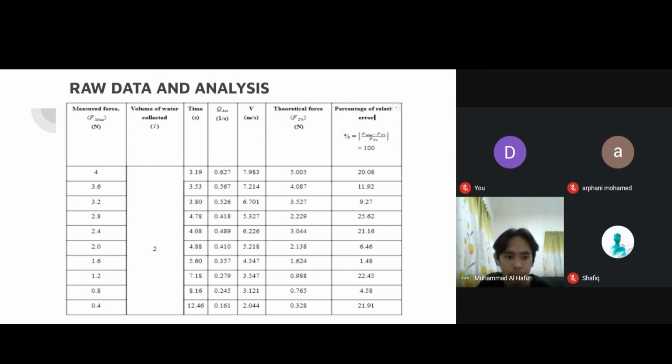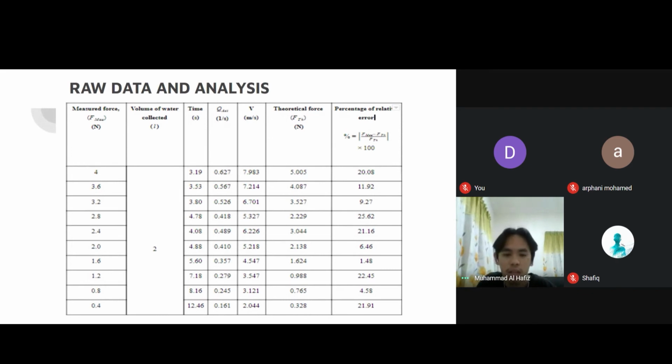Okay. For the plate, the measured forces are 4, 3.6, 3.2, 2.8, 2.0, 0.2, 0.8, and 0.4 Newton. Q is the volume of water collected divided by time. For V, calculate the value using the formula Q equals AV.